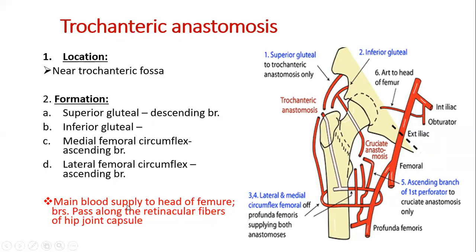What is the significance of trochanteric anastomosis? It provides the main blood supply to the head of the femur. The branches of this trochanteric anastomosis basically pass along the retinacular fibers of the hip joint capsule. What are retinacular fibers of the capsule of hip joint? We will study these fibers, inshallah, in the upcoming lecture on hip joint. So this was a small lecture on the location, formation, and clinical significance of trochanteric as well as cruciate anastomosis.